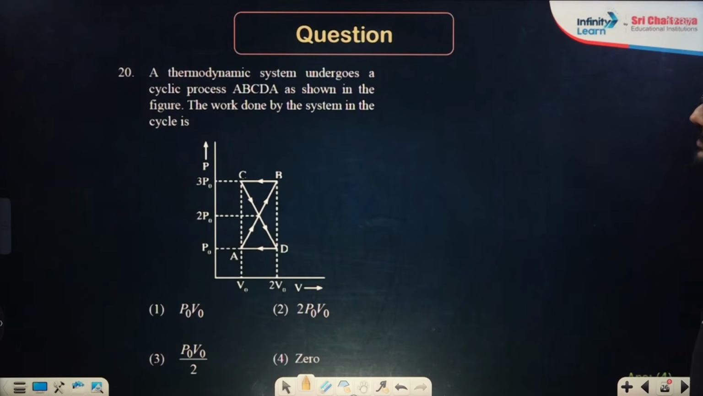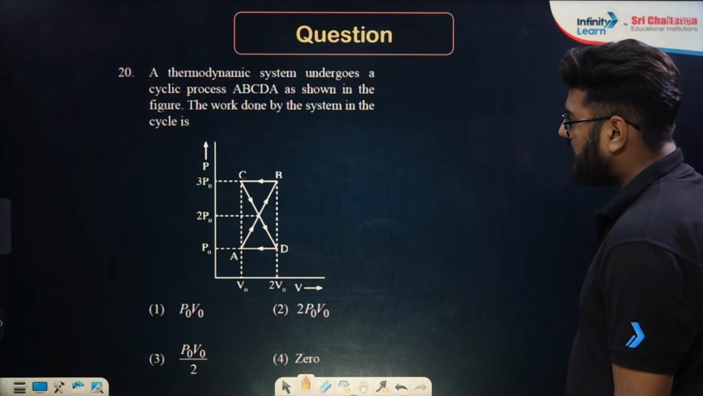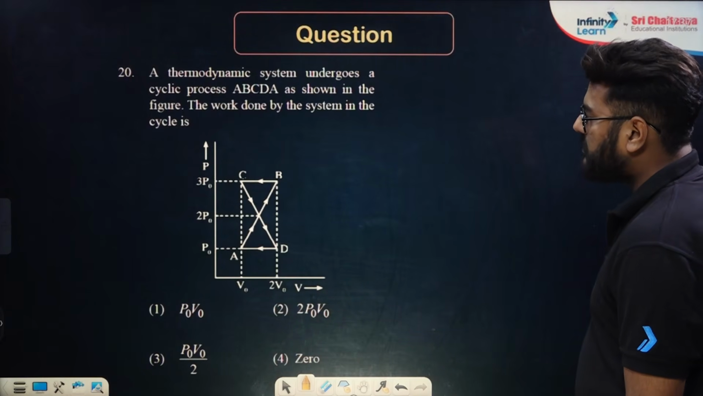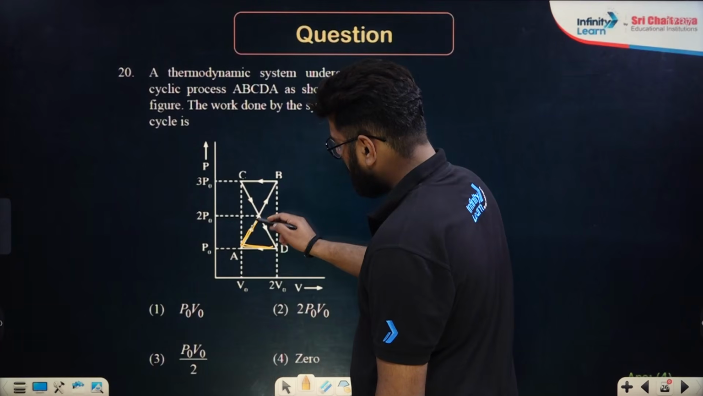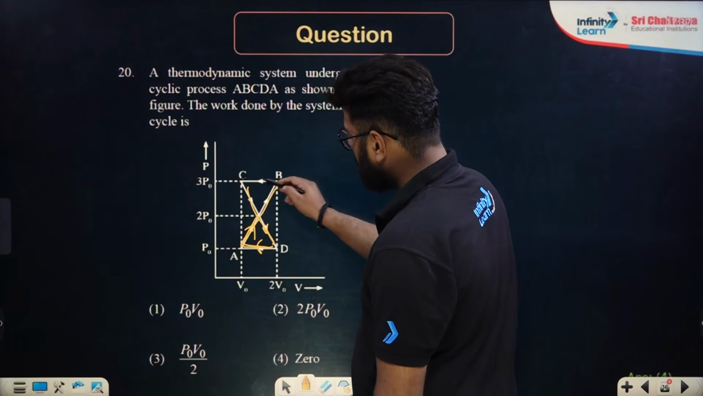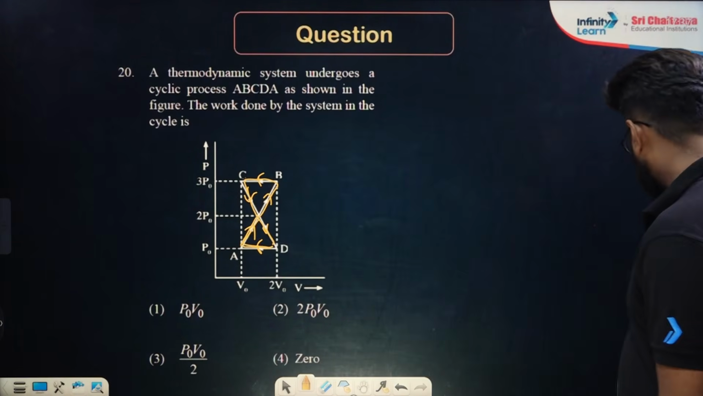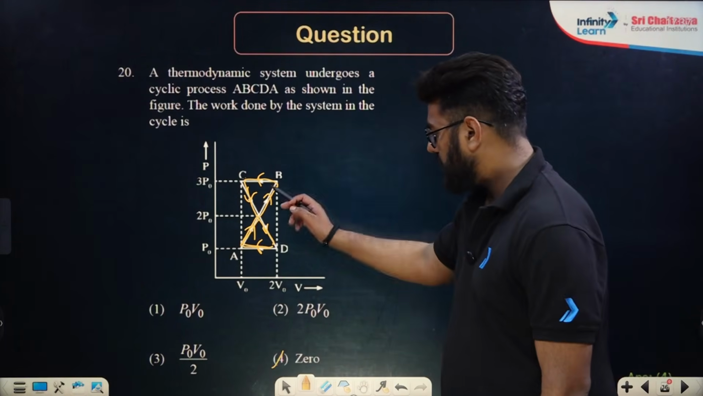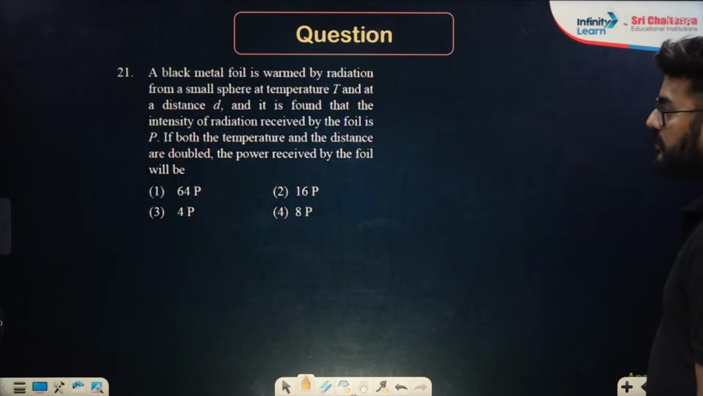A thermodynamic system undergoes a cyclic process A, B, C, D, A as shown in the figure. The work done by the system in the cycle is. So here you can see you have a clockwise loop. You are going to have positive work done. Here you can see you have an anti-clockwise loop. You will have negative work done. Add all of them. The correct answer is going to be 0 because both triangles are of the same dimension only.